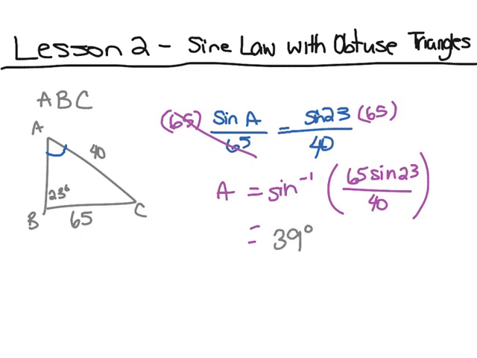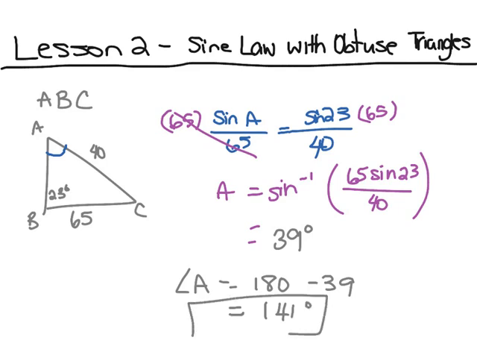So that's one option. To find the obtuse angle, you could also do angle A is equal to 180 minus 39. And you should get 141. So the acute angle of this triangle would be 39 degrees, and the obtuse angle would be 141.